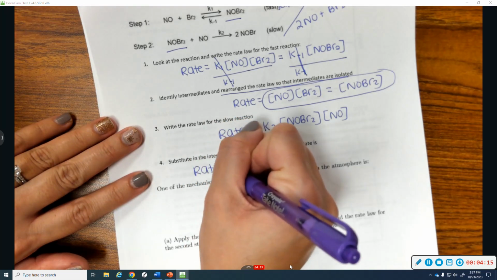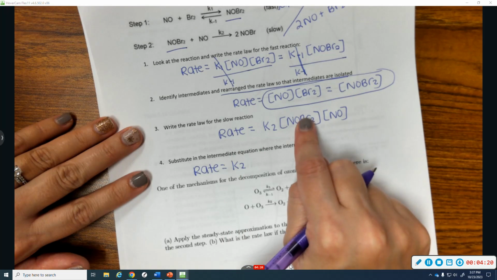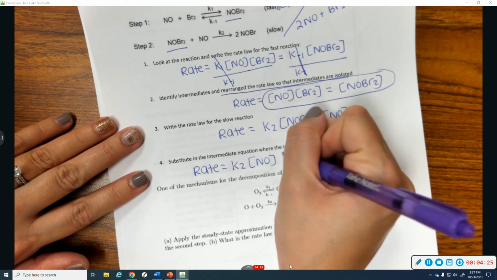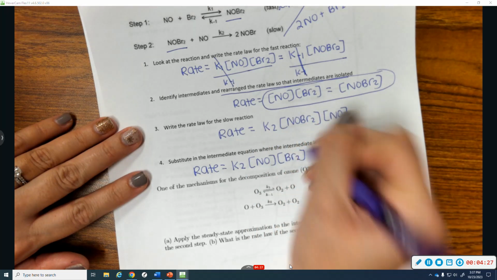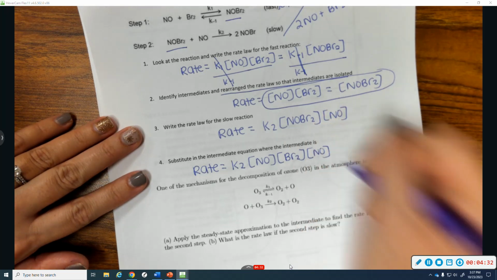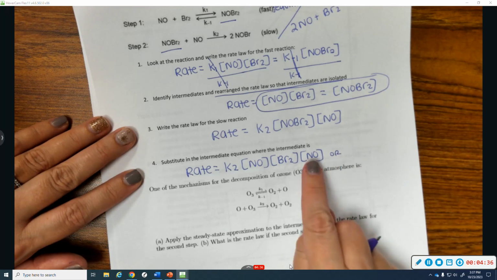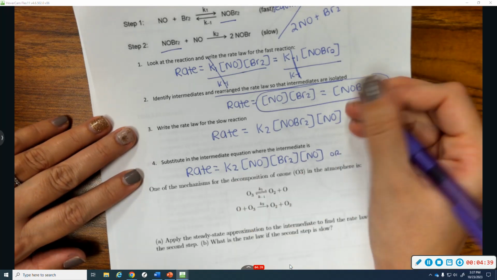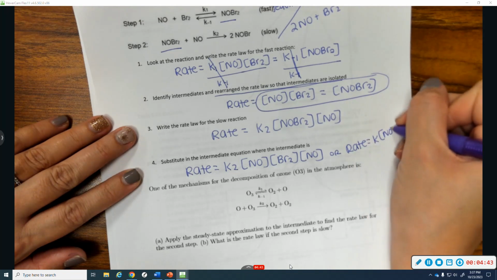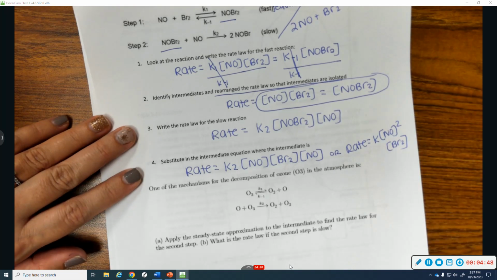We're left with rate equals k2, and instead of writing NO(Br2), I'm going to write what it equals, which is the concentration of NO times the concentration of Br2, times the concentration of NO. And that would be my rate law. You could also write it a little bit neater, and instead of having NO twice, we could say rate equals k times NO squared times Br2. Both are acceptable.